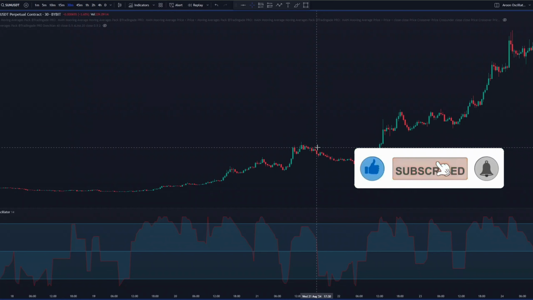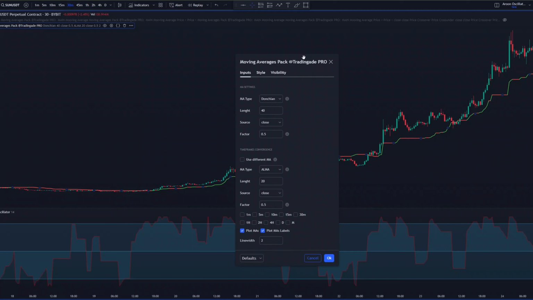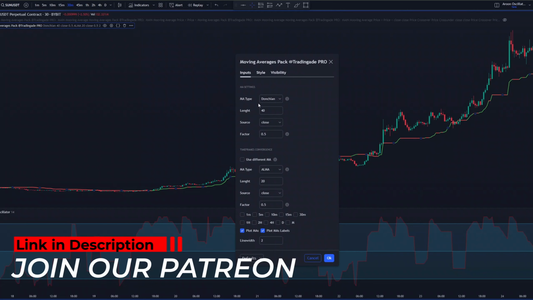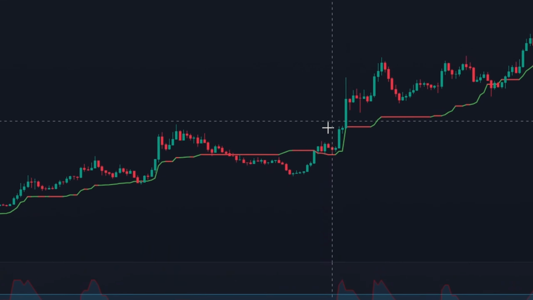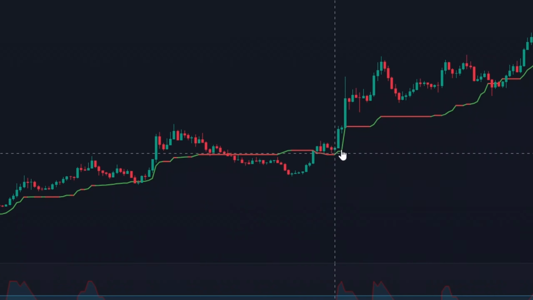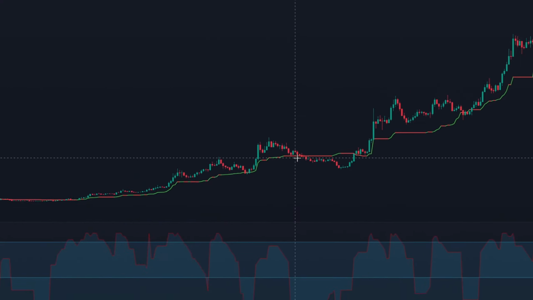Then we can add a second trend confirmation based on the Donchian moving average taken from the moving averages pack by TradingGate Pro. Here we're gonna set Donchian with a length of 40 and the source close, and we're gonna open a long position only when the price is above our main moving average. Conversely, we're gonna open a short position only when the price is below our main moving average. We will use this moving average as a filter.